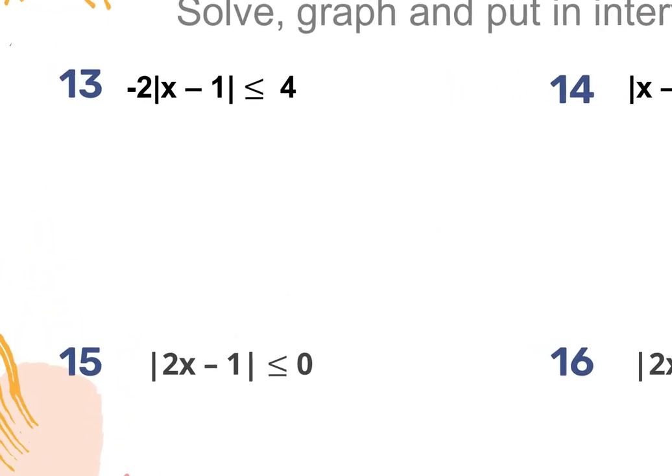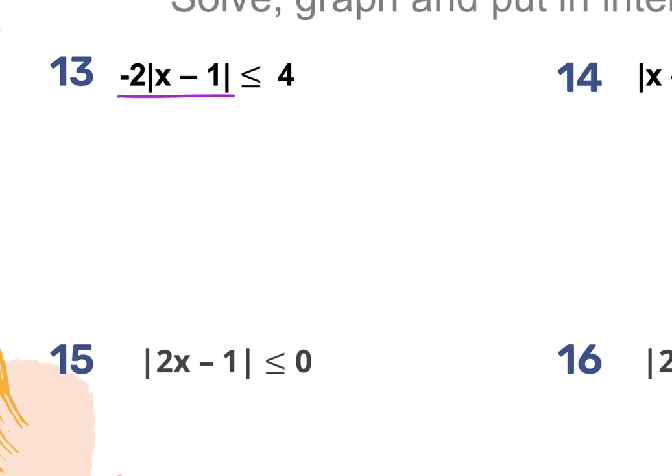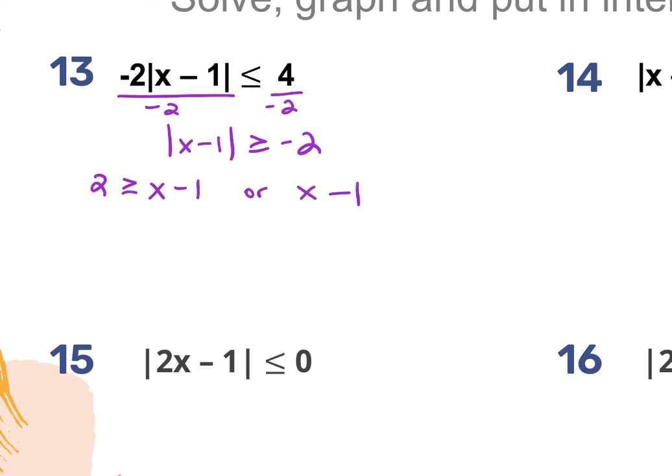So if you look at 13, if I divide both sides by negative 2 to start, I get the absolute value of x minus 1 is greater than or equal to negative 2. If I were to continue this way, I would get an or statement, yes? And I would do the opposite of negative 2, so 2 is greater than or equal to x minus 1, or x minus 1 is greater than or equal to negative 2. I would solve it.